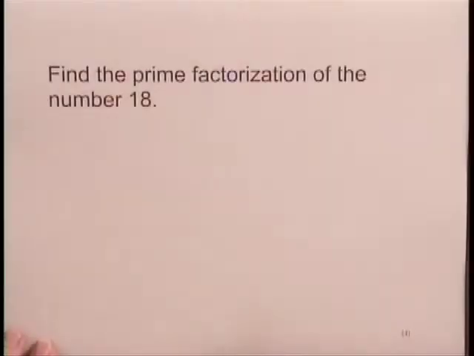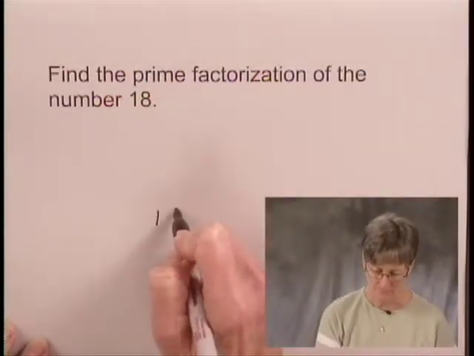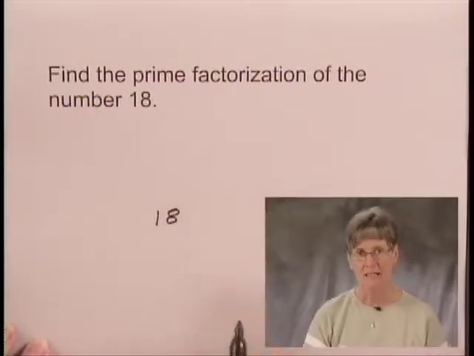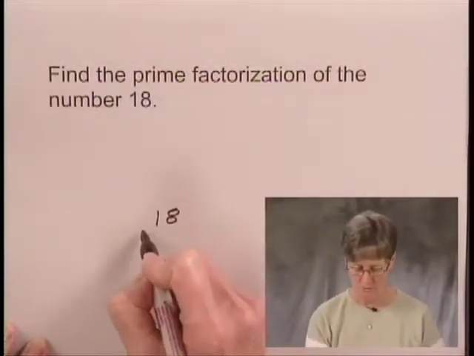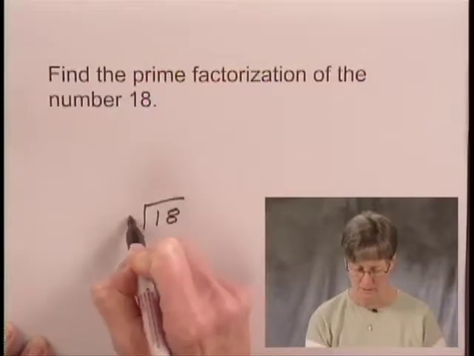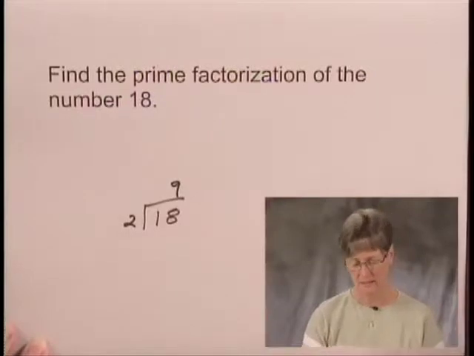In this exercise, we're going to find the prime factorization of the number 18. Now, one way that we can find a prime factorization is by a series of divisions, and we'll do that in this case. We'll start with the number 18. 18 is divisible by the first prime number, the smallest prime number, which is 2. So we'll take 2 into 18, and we get the number 9 for the quotient.